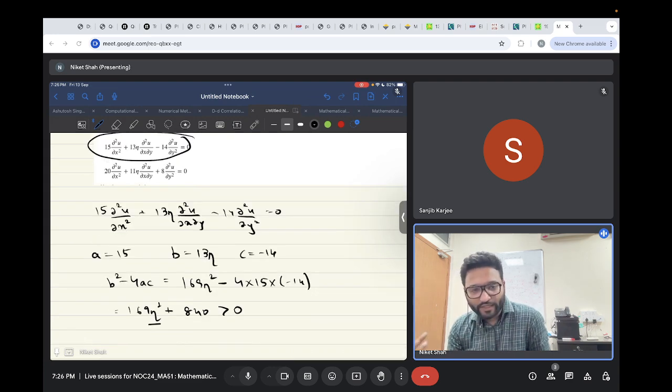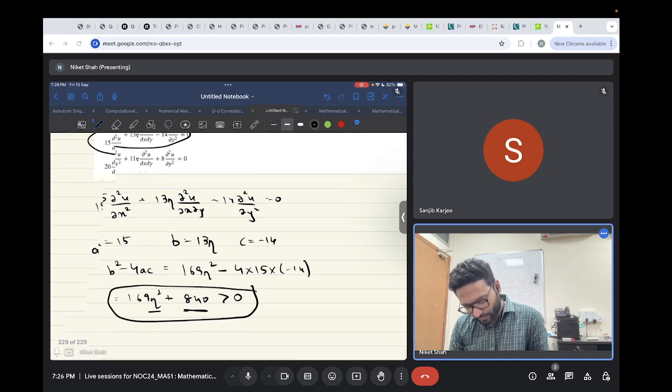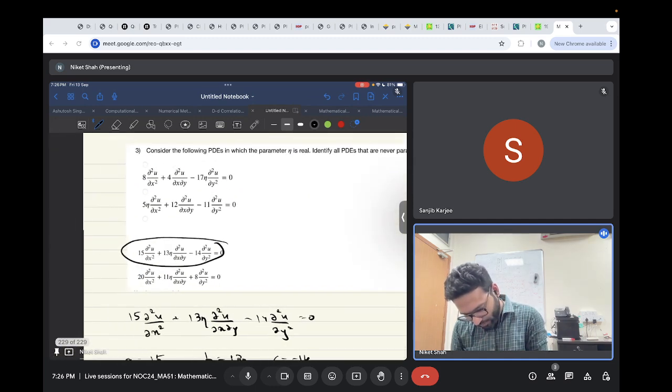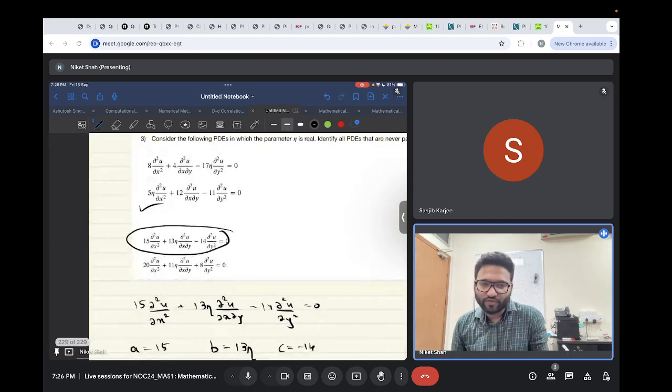Because eta is real, so eta square is going to be positive, and there is a positive number. So this is always going to be greater than 0. But for a parabolic equation, we want this to be equal to 0. So in that case, we know that this can never be parabolic, never be a parabolic PDE. So hence, third is the correct option. Similarly, you can solve the other parts.